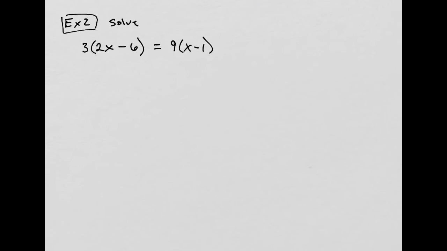I would distribute. I would take this 3 and multiply it by the 2x to get 6x, because 3 times 2 is 6. It's positive, so I don't put a negative out here. And then I attach an x, and then 3 times negative 6. Got to be careful of that. That is negative. A positive times a negative is a negative. So negative 18. And then I'll bring down the equal sign and distribute where I see parentheses. So 9 times x, simple, 9x. 9 times negative 1 would be negative 9.